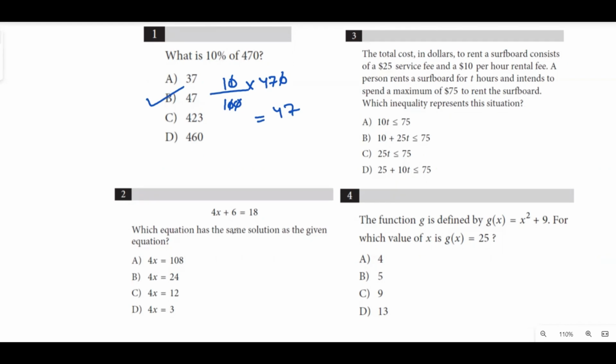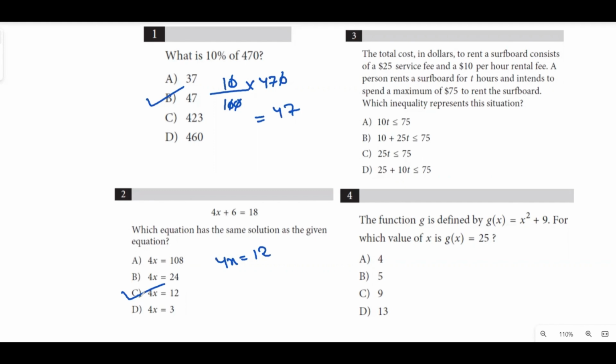Now, coming on to the second question, 4x plus 6 is equal to 18. Which equation has the same solution as the given equation? You can see that in the given equation, 4x plus 6 is equal to 18. And if I talk about the solution, we just rearrange the variable. We can directly write that 4x will come out to be 12, which is option C. So these are quite easy questions because they are the first level of questions.